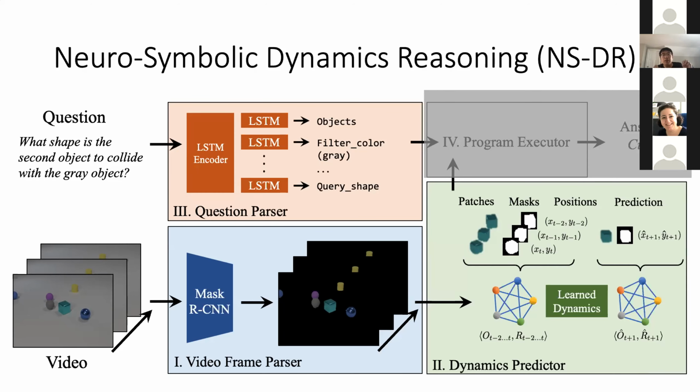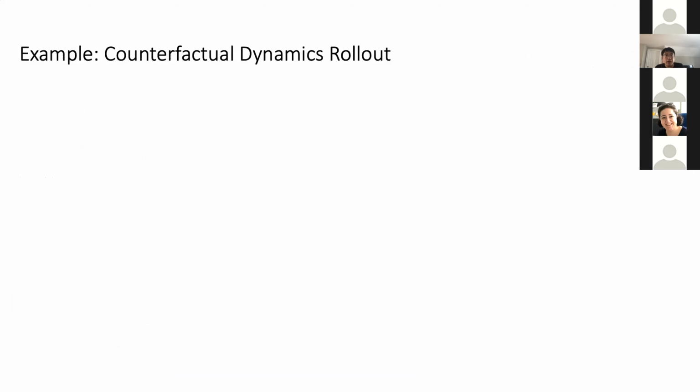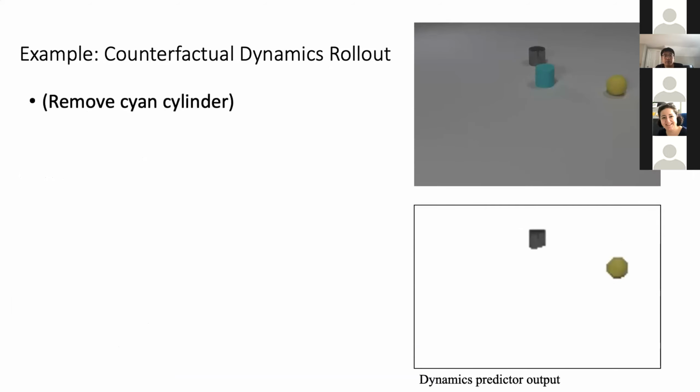And then the input question is parsed into a program representing its underlying logic by using a sequence-to-sequence neural network. And finally, the program is executed by a symbolic executor on the predicted motion trajectory to predict an answer to this question. So here I will give a concrete example of how this neuro-symbolic model performs this kind of counterfactual reasoning.